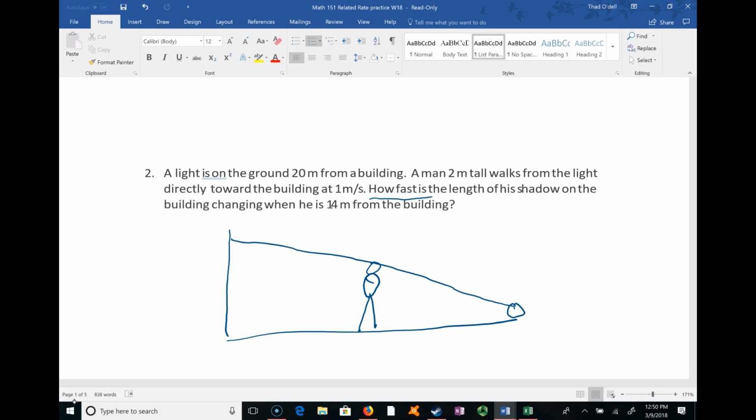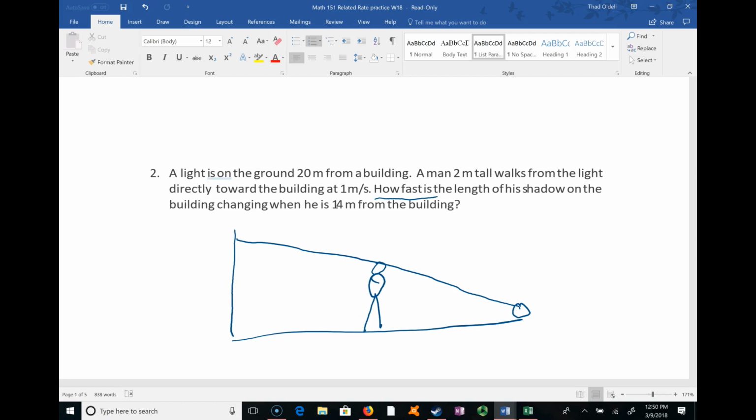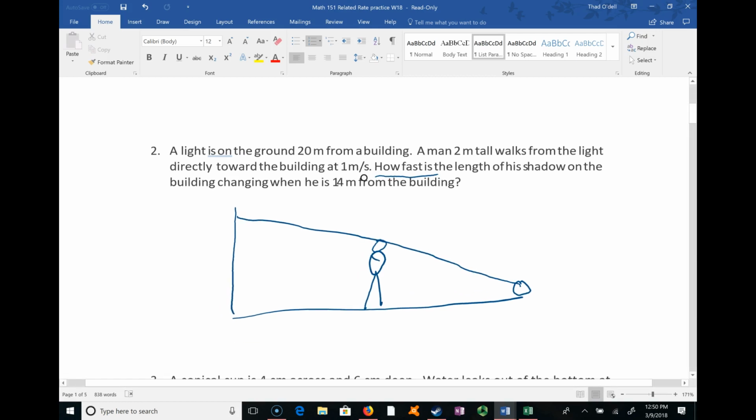So let's put some variables in here. What variables do we have? We have the man walking, right? So this distance is changing. And actually so is that distance, isn't it? And as he gets further from the light, the shadow on the wall is going to change too.